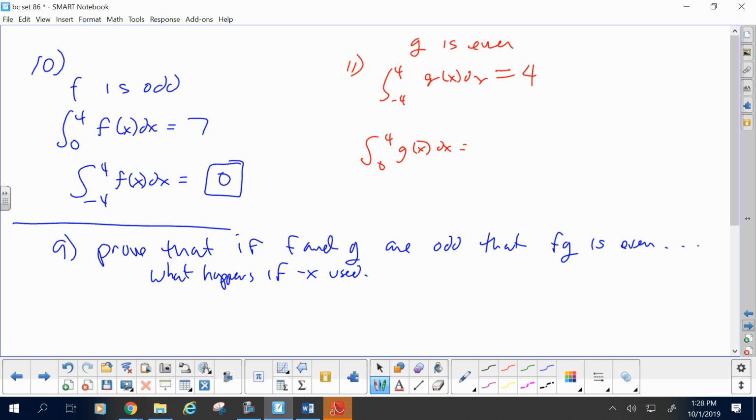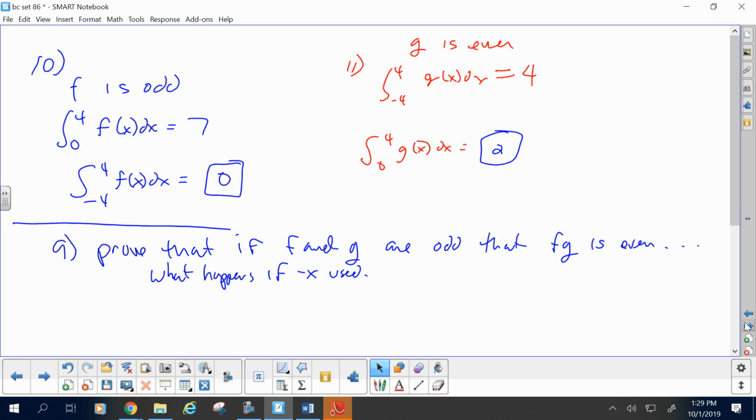So what do you have to show? You do not have to show anything. 0 is 1. Okay? Yes. Lazy weasels rejoice. Number 11, they give you that g is an even function, and that the integral from negative 4 to 4 is 4. From that, you should be able to conclude that the integral from 0 to 4 is 2. That also you could do without it. Okay? 9 then is a proof.